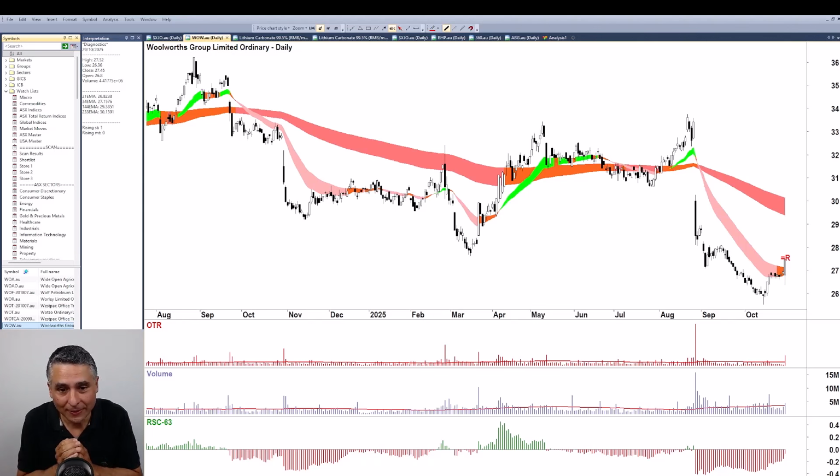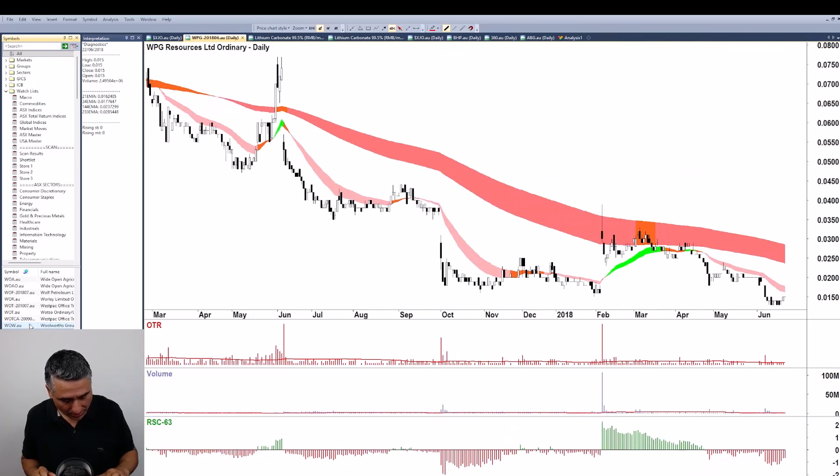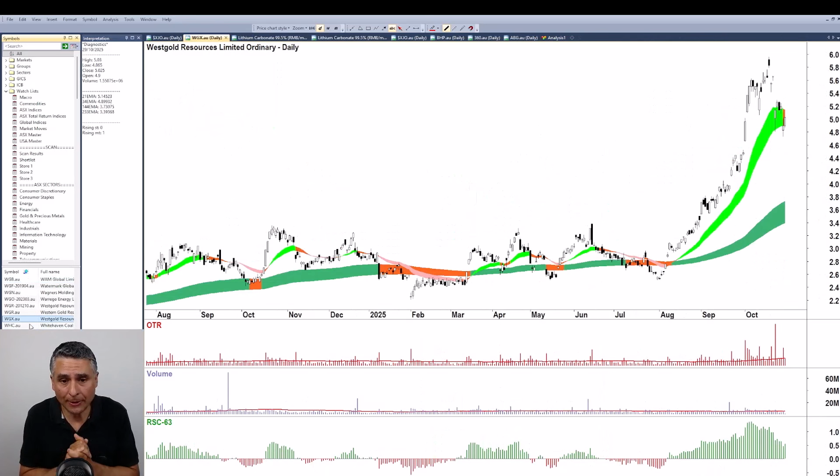That's where they are. Let's go to point of view on Westgold Resources, WGX. So after this, there'll be 4 more to go. And this one's for Danique.